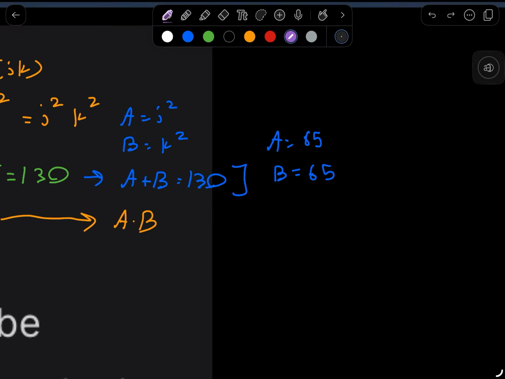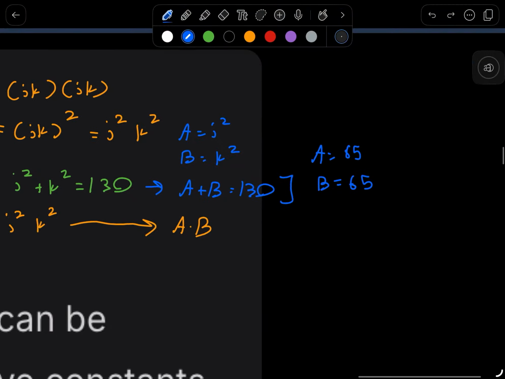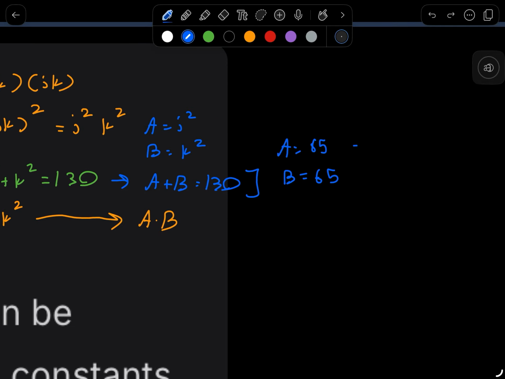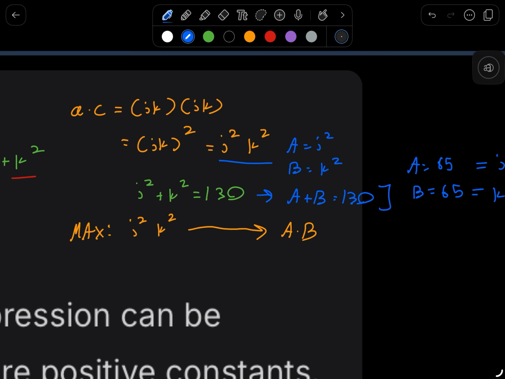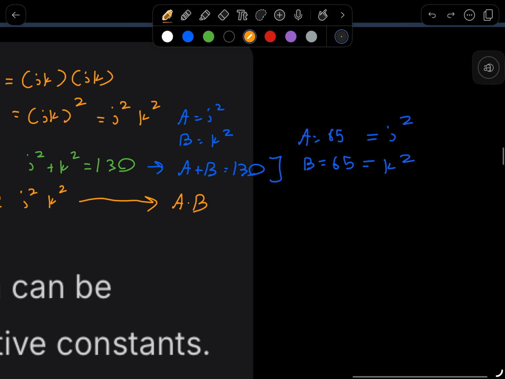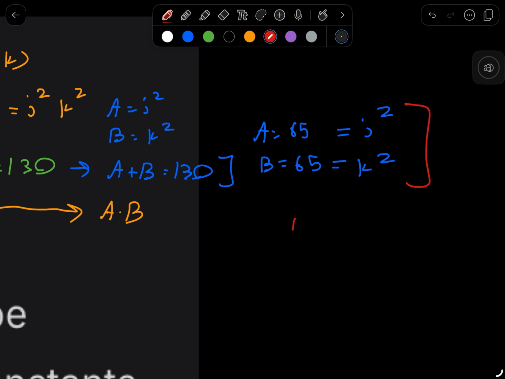So now that we have found that a equals 65 and b equals 65, let's get back to the problem. We know 65 is equal to a, and we said earlier that's equal to j squared. And b is also equal to 65, which is equal to k squared. And of course, we're trying to find j squared k squared, because that's equal to ac. So you multiply these two together. Well, that's just going to be 65 times 65, which is 65 squared.